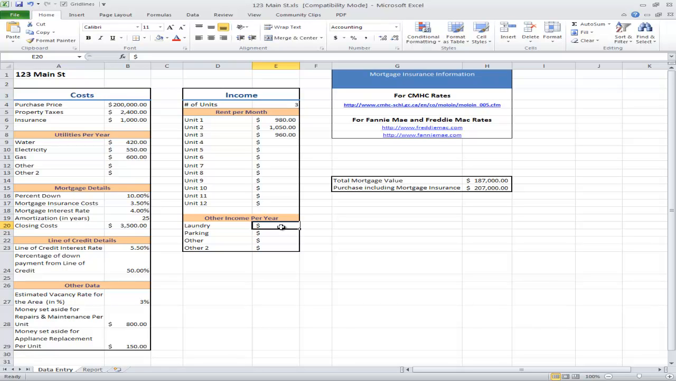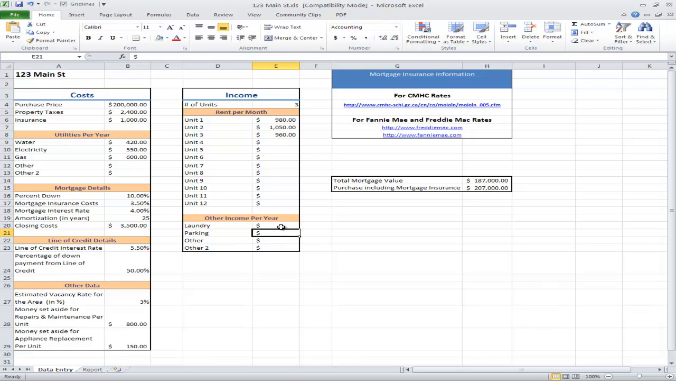You're never going to know how much money you're making from laundry because it's not a fixed cost. It just depends on how much laundry they do. And of course, parking can be a fixed cost because you know that they're going to be paying $40 a month for their parking spot or whatever. Okay, so you can put those numbers in there. Again, if you're not making any money off laundry or parking or any of these, you can just leave them blank.